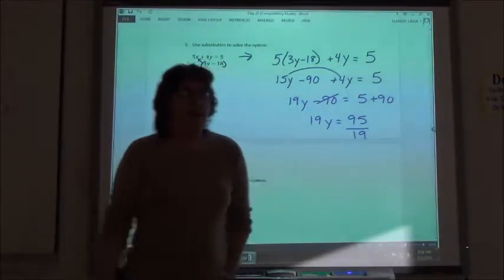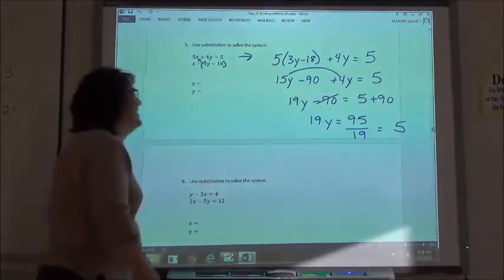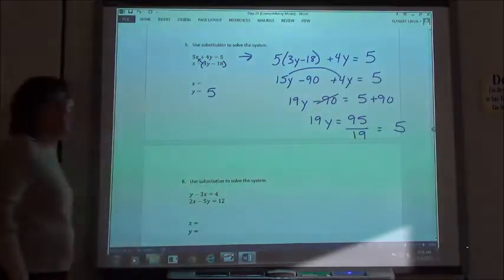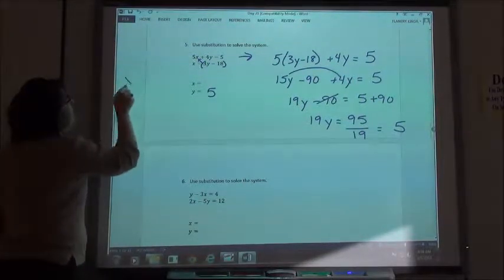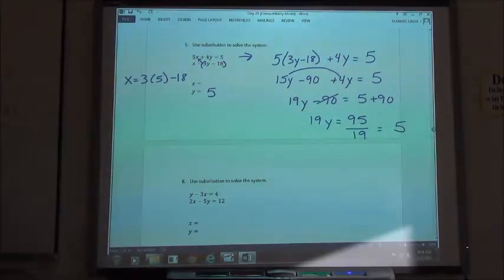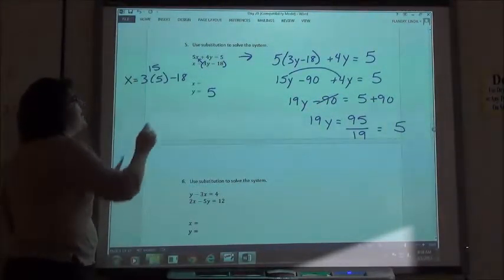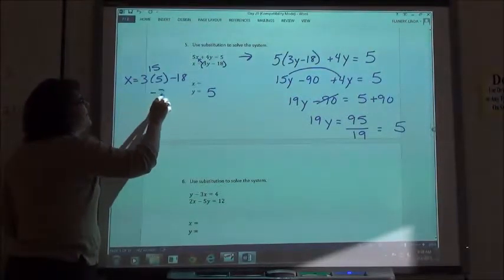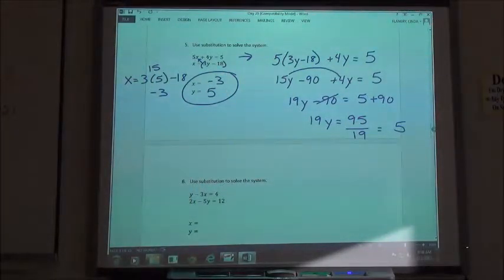95 divided by 19. 5 times. Good thing it came out to a nice whole number because that's a good sign. So we got y equals 5. We still need to figure out what x is. How are we going to find x? Using our other equation that says x equals 3 times the y value minus 18. So 3 times 5 minus 18 gives me 15 minus 18, which is negative 3. So x would be negative 3, y would be 5.